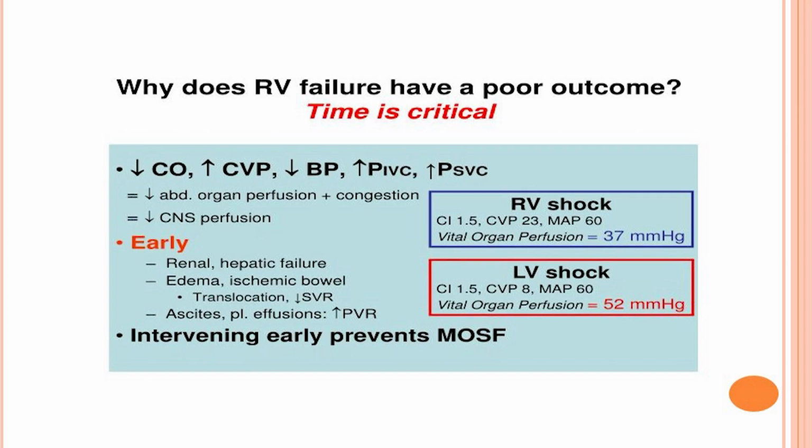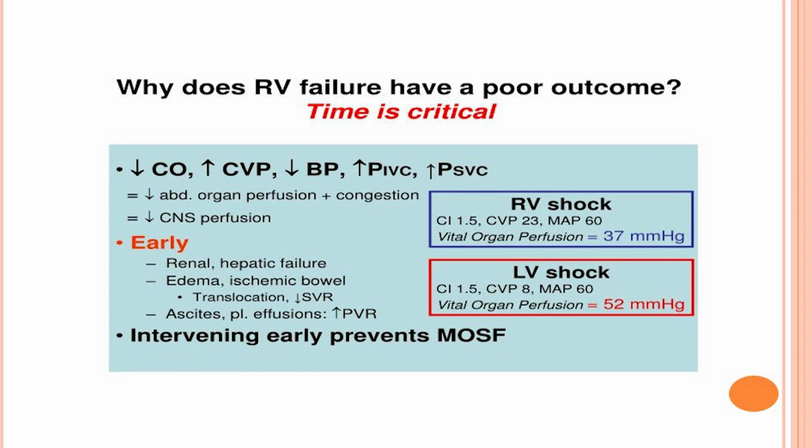So why is it critical? Why does RV failure have a poor outcome? Why are we concerned about treating and diagnosing RV failure in ICU? The reason is there will be a decrease in the cardiac output, an increase in the CVP, decreased blood pressure, and increased pressure in the IVC and superior vena cava. Ultimately, it is going to cause decreased abdominal organ perfusion plus congestion, and decreased CNS perfusion, and it might end up with multiple organ dysfunction.